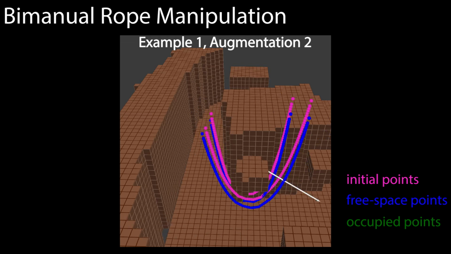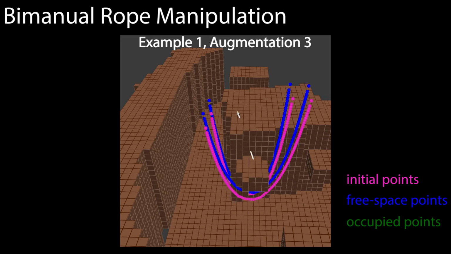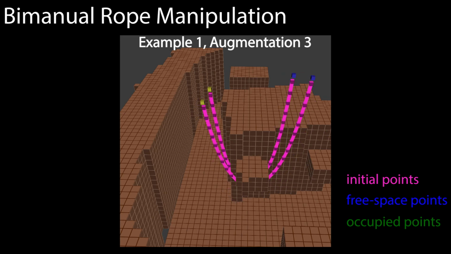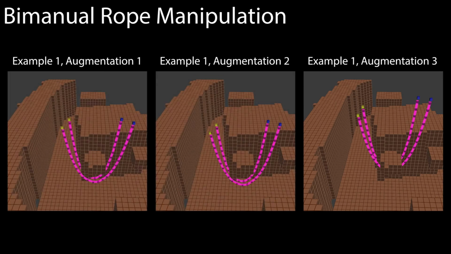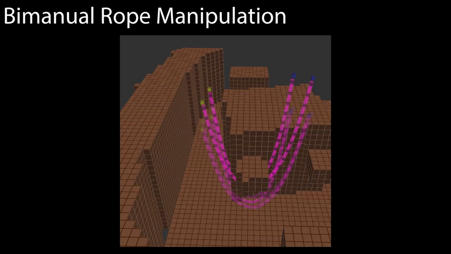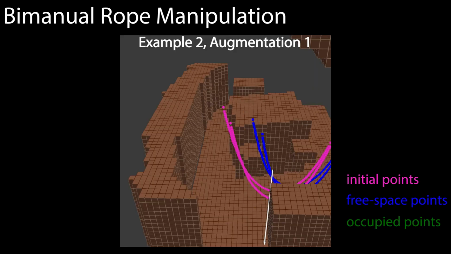Here we show 2 additional augmentations for the same original example. This illustrates the diversity of augmentations produced from the same original example. Next, we show 3 examples of augmentations from a different original example.